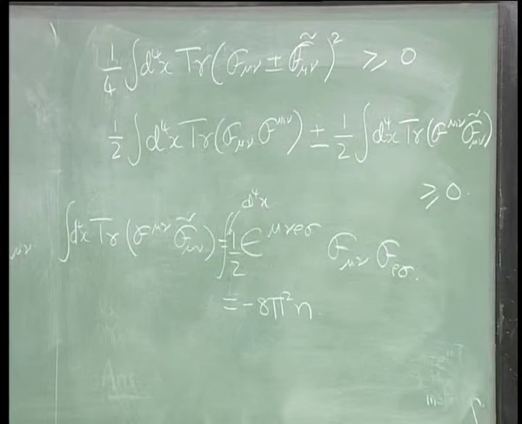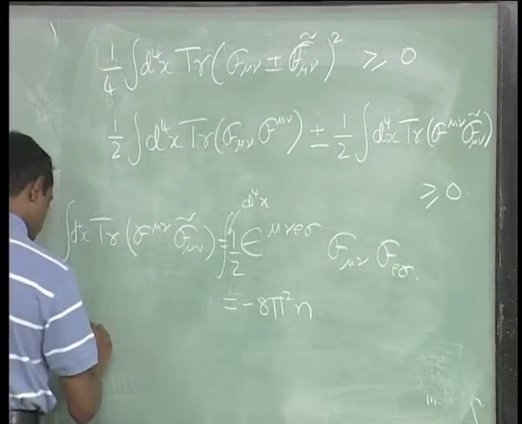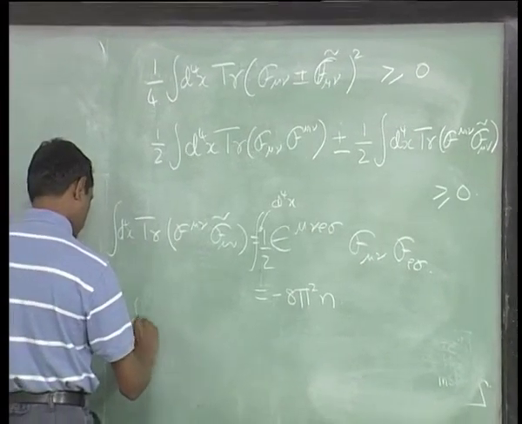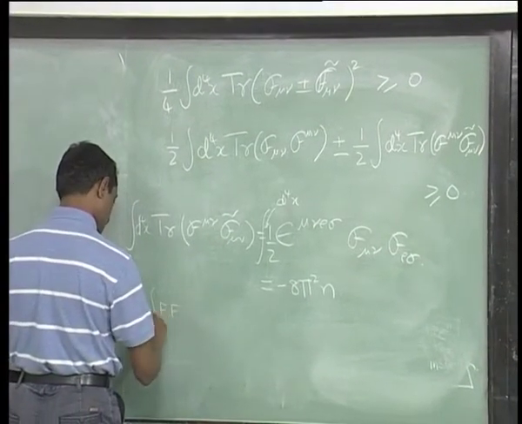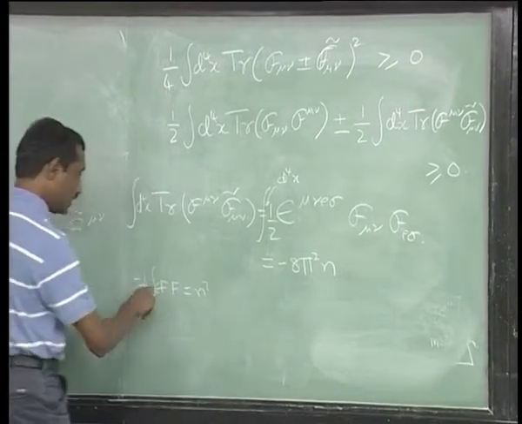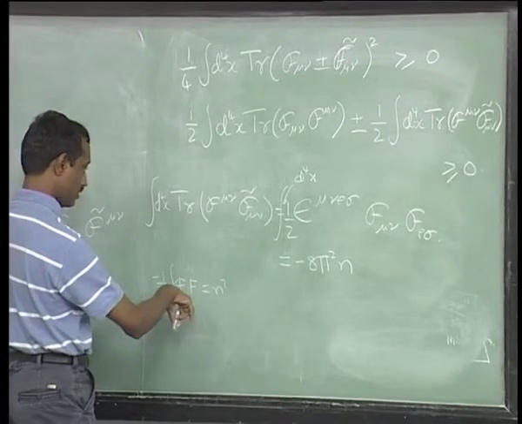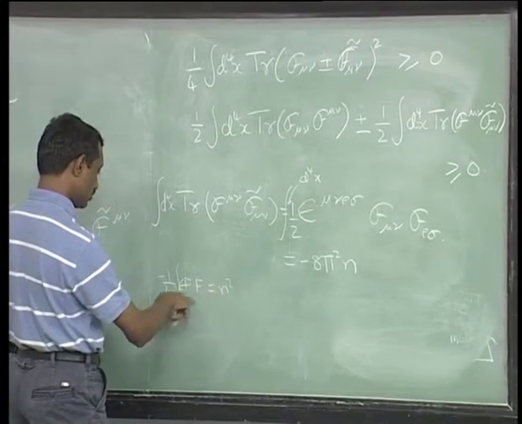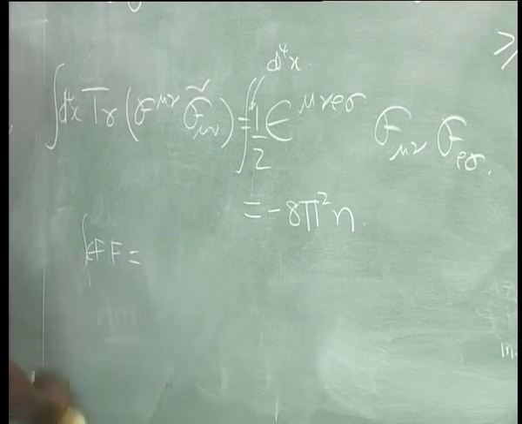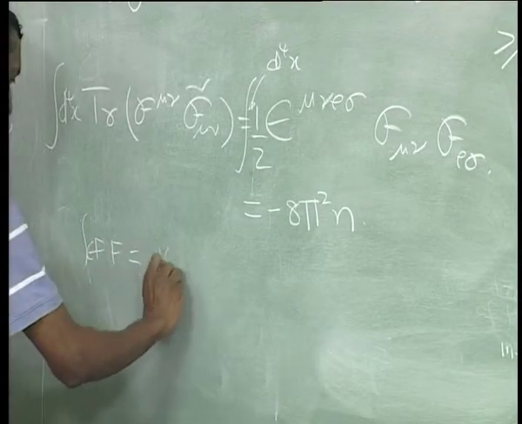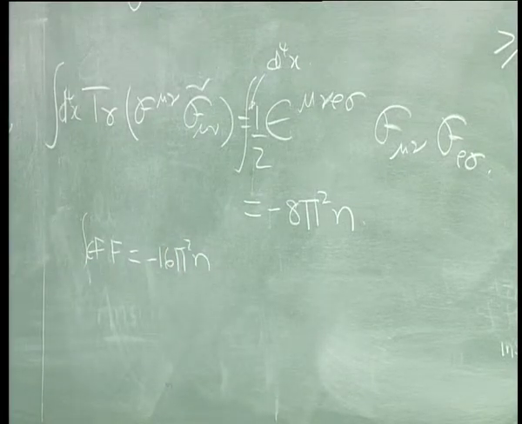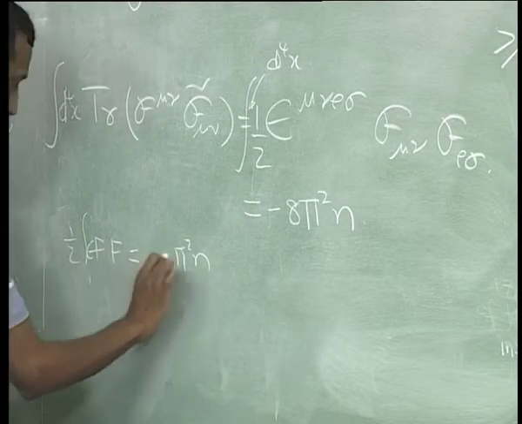It goes to 32. Wait, so what did we show? We showed that the integral 1 by 16 pi square F F epsilon F F, minus of that, was equal to n. So integral epsilon F F by 2, how? So this is equal to integral epsilon F F equal to minus 16 pi square n, okay. Half of that is 8.